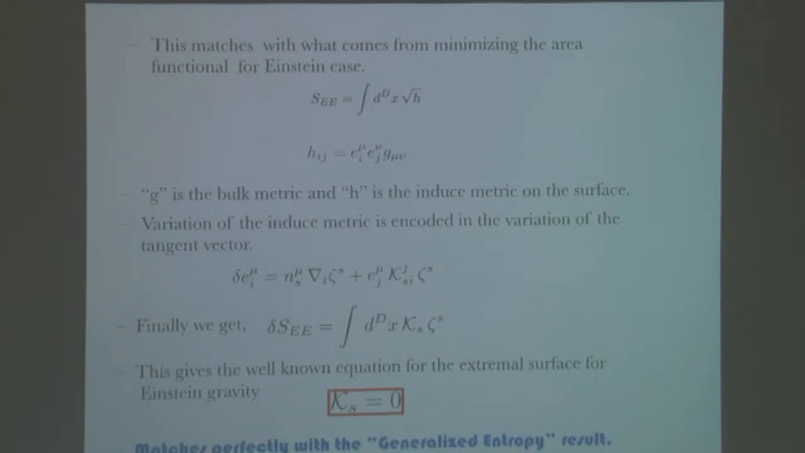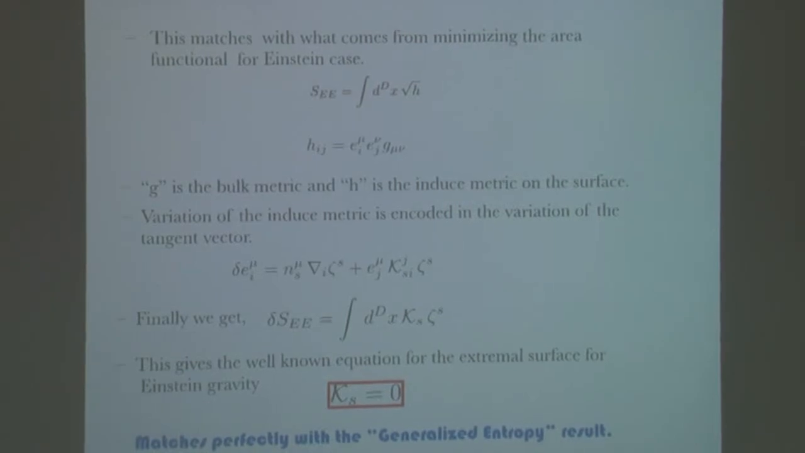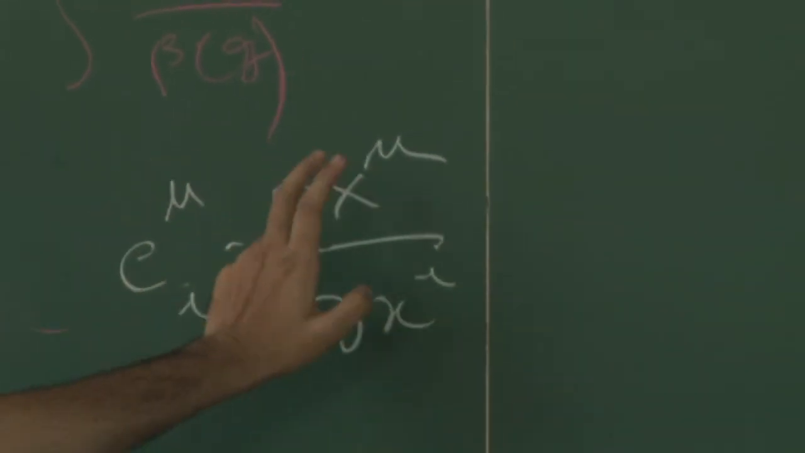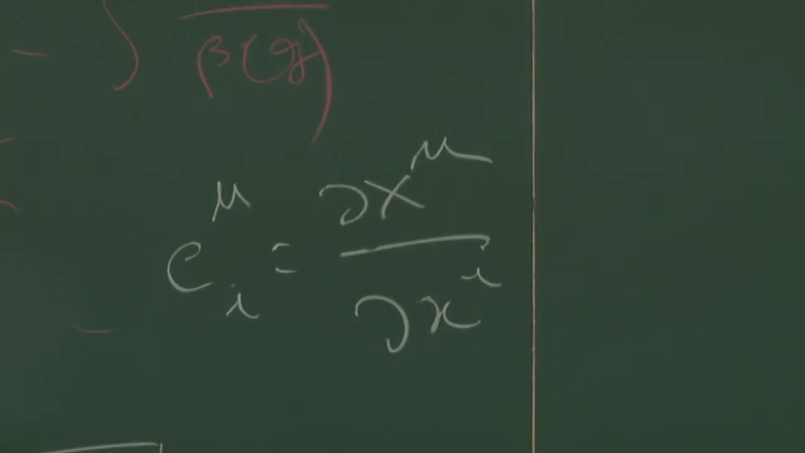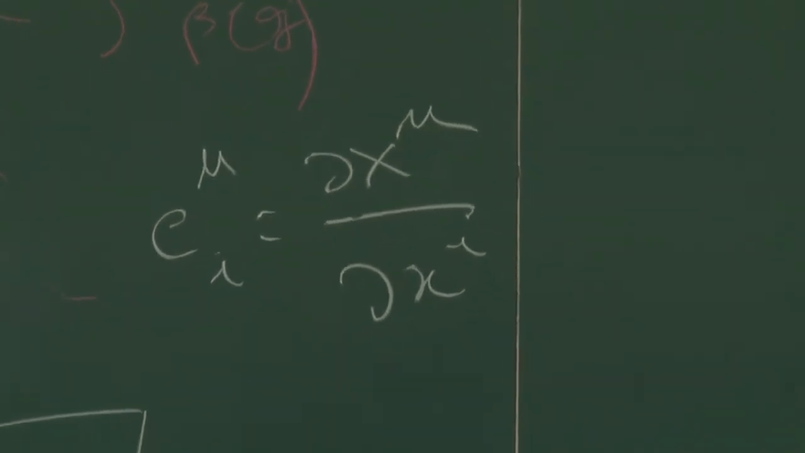Now, we see what comes from directly minimizing the area functional. This area functional is the root h, where h is the induced metric on this extremal surface, and this induced metric can be related to the bulk spacetime by this relation. So, a variation of this induced metric is related to the variation of this tangent vector, because this tangent vector is defined this way. Here capital X is the embedding function, which actually knows about the properties of the surface. So, we have to vary this, because we are varying this X. After doing all this, we get this variation in the tangent vector written in this form, where zeta is some small variational parameter.